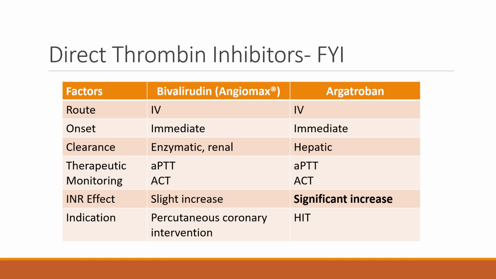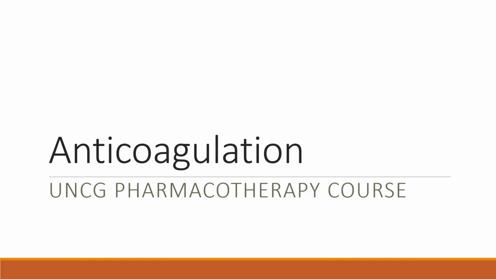This is really just an FYI. I just wanted to throw it in here as a final wrap up for the direct thrombin inhibitors, because again, this is something that's very specific to being used in the hospital system. I'll just say that bivalirudin you're more often going to see in a cardiac setting, maybe somebody that's requiring a stent in the cath lab, and then argatroban is what we use in patients that have developed heparin-induced thrombocytopenia.